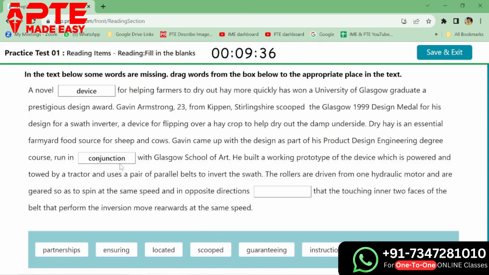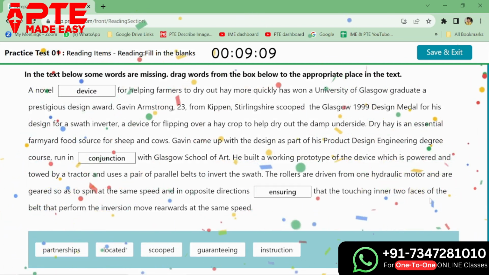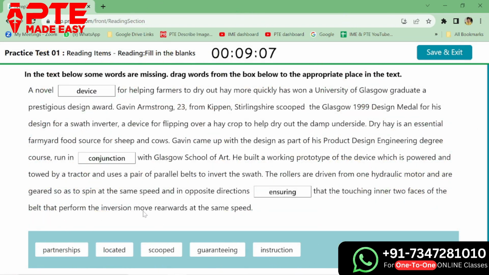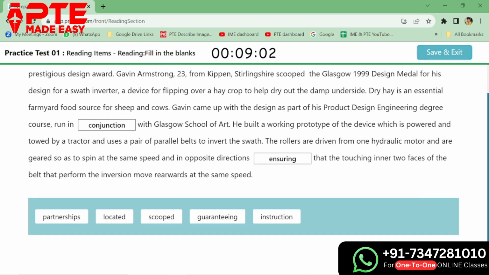Conjunction means connection. Now looking at the last sentence: the rollers are driven from one hydraulic motor and are geared so as to spin at the same speed and in opposite directions dash that the touching. They are talking about ensuring. Ensuring that the touching inner two faces of the belt that perform the inversion move rearwards at the same speed. Okay, next.